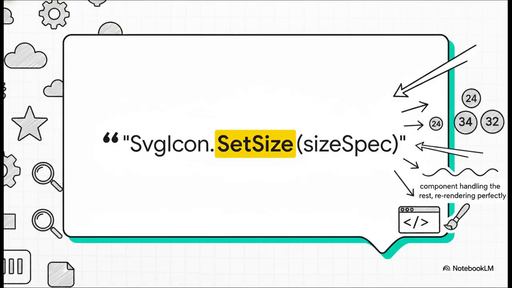For instance, let's say you need to change the icon size. Check this out. It's just one simple line of code. You call the setSize method, give it a size token like 24 or 48, and that's it. The component just handles it, redrawing the icon perfectly to the new size.